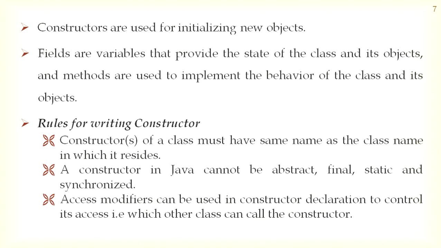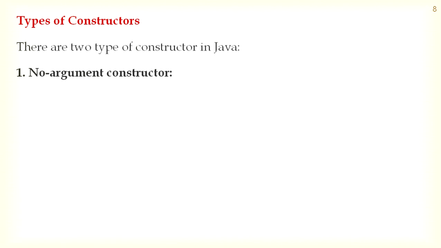Rules for writing a constructor. The constructor of a class must have the same name as the class name. Right? So the class name and the constructor name must be the same. A constructor in Java cannot be abstract, final, static or synchronized. Access modifiers can be used in a constructor declaration to control its access, that is, which other classes can call the constructor. Types of constructors. There are two types of constructor in Java.